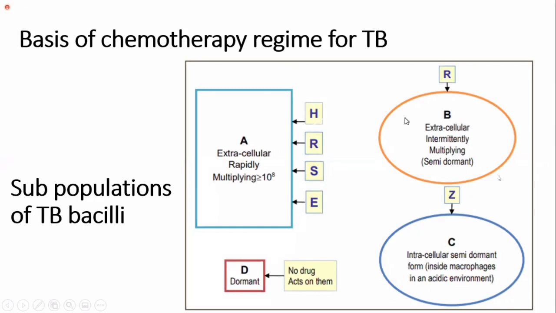Then there are some extracellular bacilli which are semi-dormant; they do not multiply fast, but multiply at an intermediate rate. Some of the medicines will act on them. And then there are intracellular bacilli, the TB bacilli inside macrophages. Some of the medicines will act on them and make sure the bacilli are dead. Likewise, by using different combinations of medicines, we attack these different subpopulations of TB bacilli. So the basis of chemotherapy is to attack these different bacilli as well as to prevent resistance from developing.